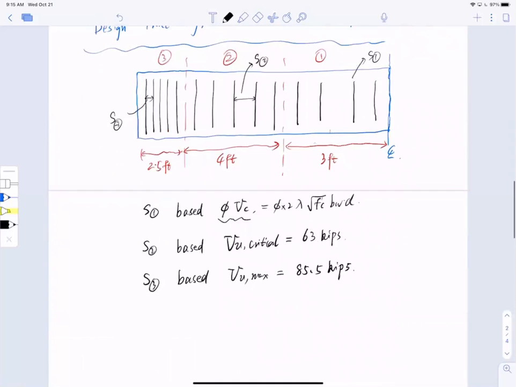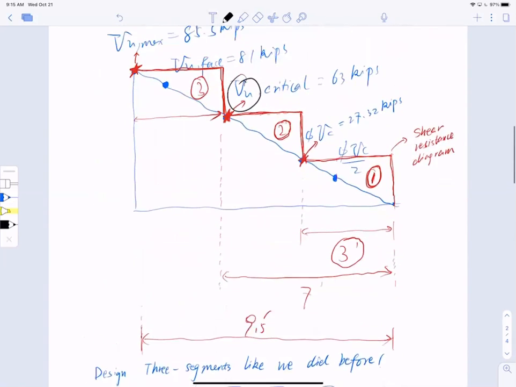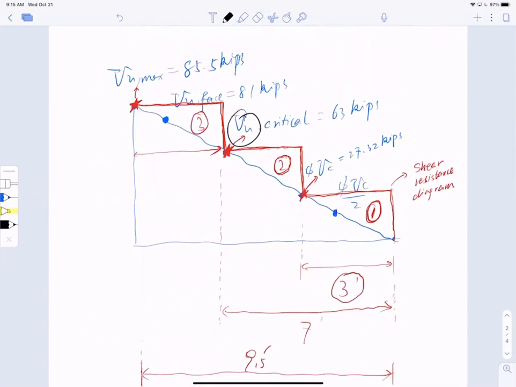Okay, so now you have a beam that has 3 segments, and each segment has a different shear spacing, and each shear spacing shall be designed by these critical values. Now, how did I get these critical values? I obtained them from the shear diagram and corresponding shear resistance. So this 3 segment choice is the design I choose. Now, of course, you can choose more sophisticated design, okay?